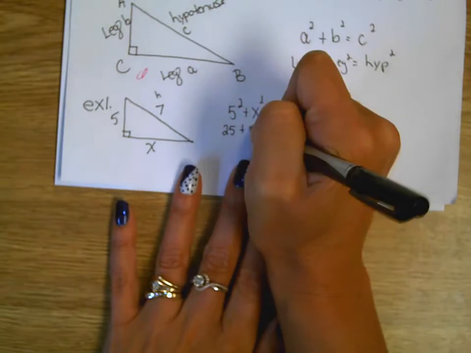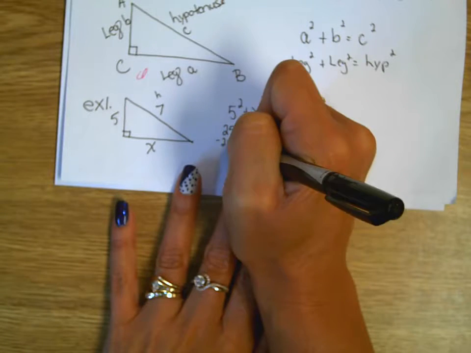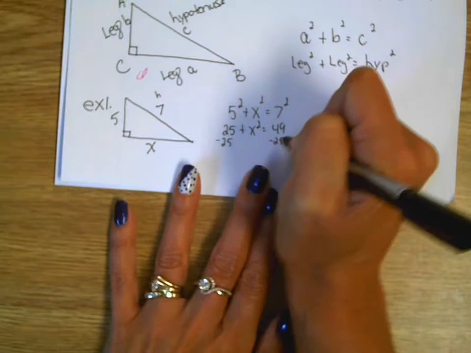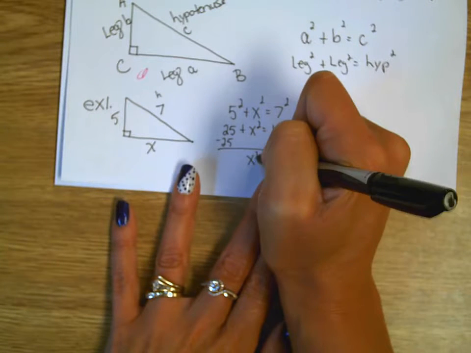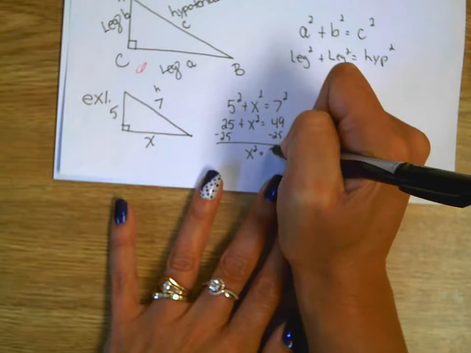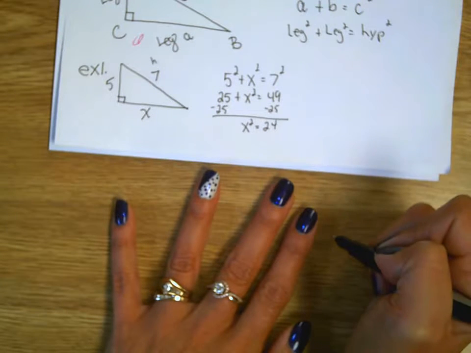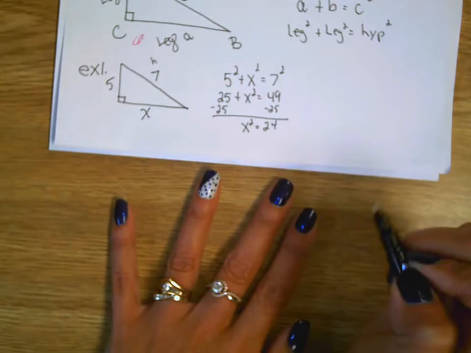25, 49, do a little subtract. 24. I got down to x squared equals 24. Now what? Square root.